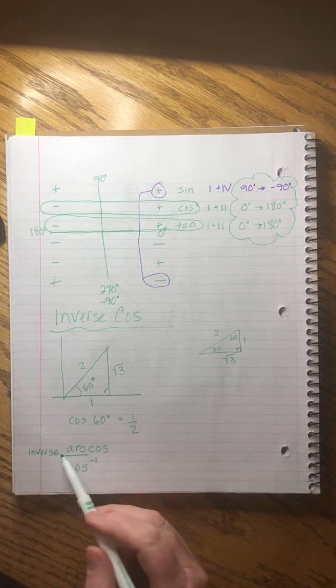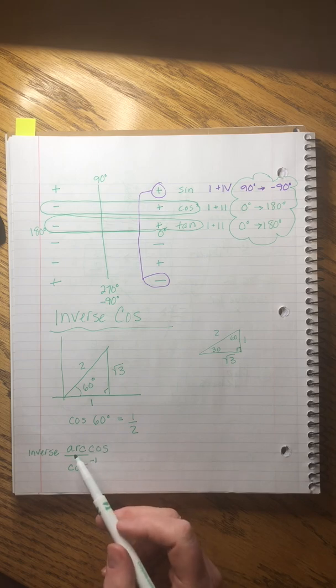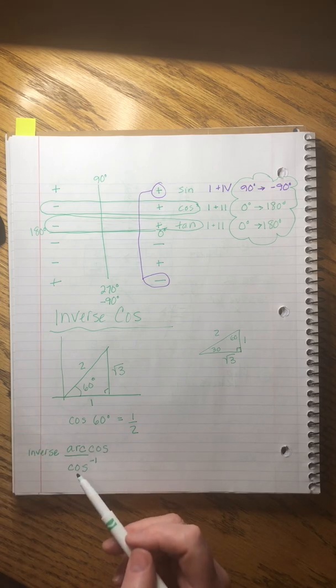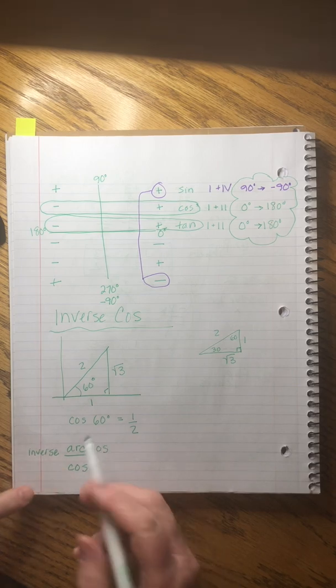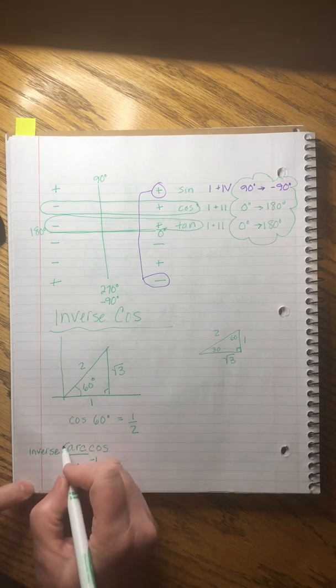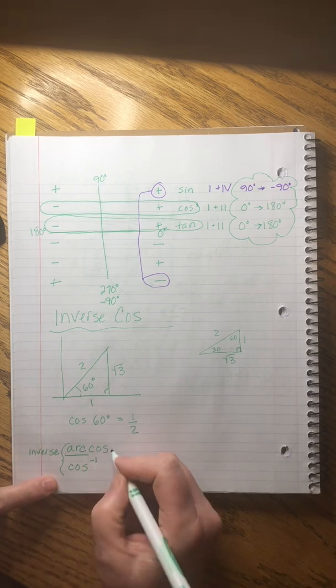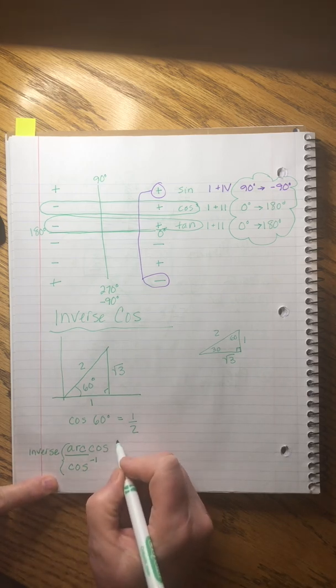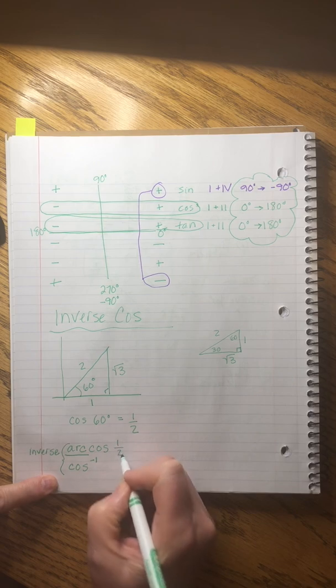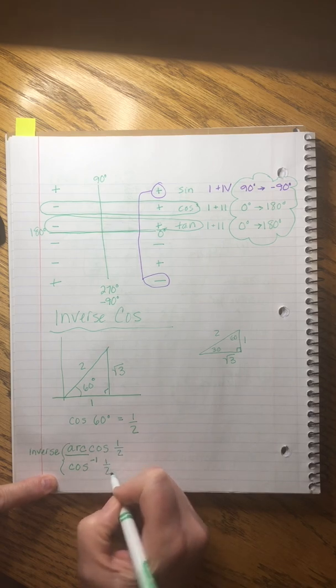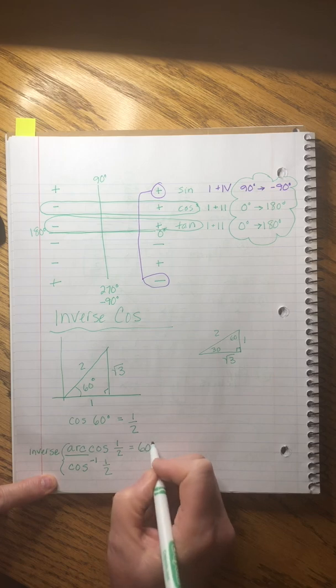We don't say arc cos, we say arc cosine. We say inverse cosine, I think is the best way. This also works as well. Both of these mean the inverse function of cosine. And we would say the inverse cosine of 1/2 equals 60 degrees.